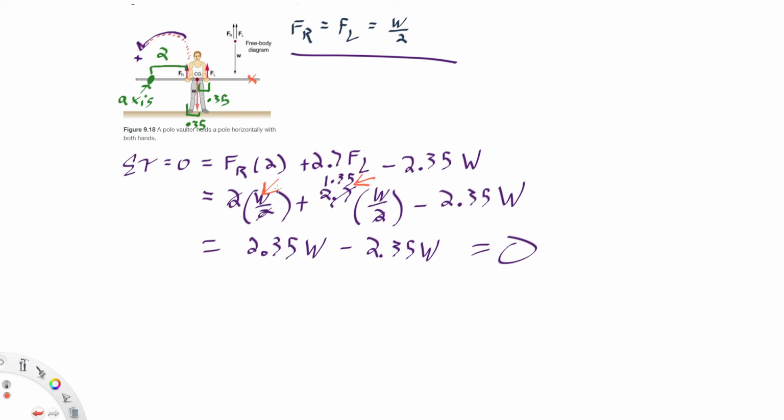What would the weight be? Still no idea. Why did I write W over 2 for FR and FL? That information was actually given in the problem statement.